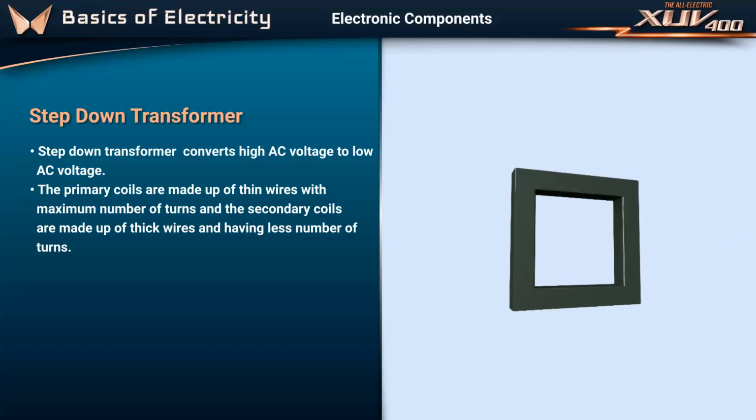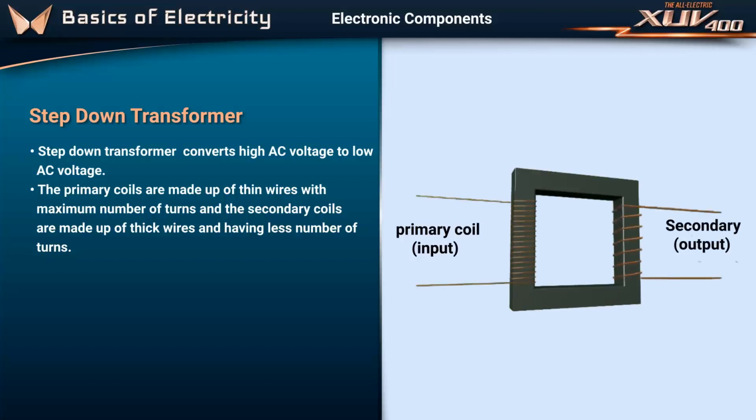Step-down transformer. A step-down transformer converts high AC voltage to low AC voltage. The primary coils are made up of thin wires with the maximum number of turns, and the secondary coils are made up of thick wires with fewer turns.